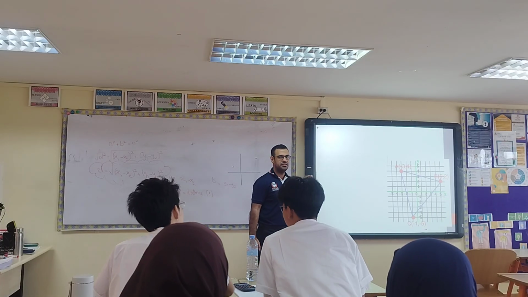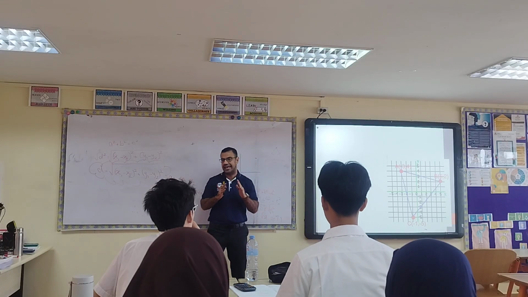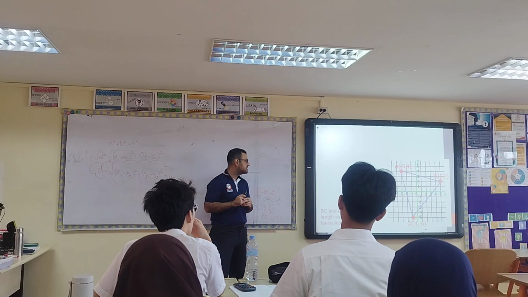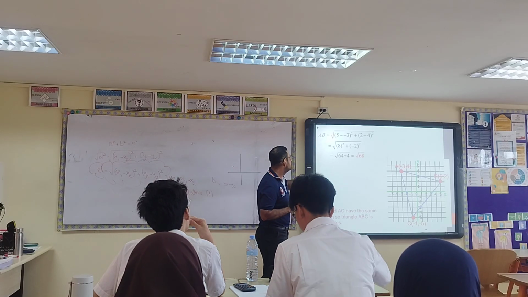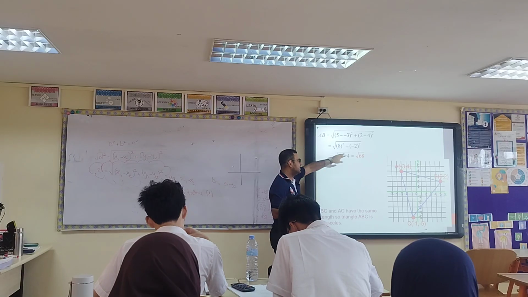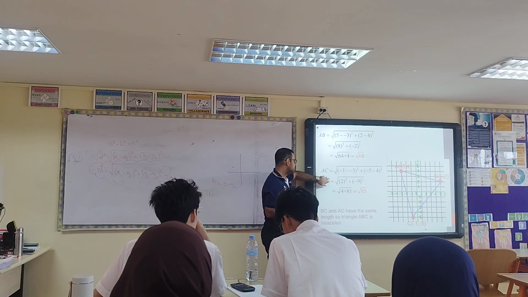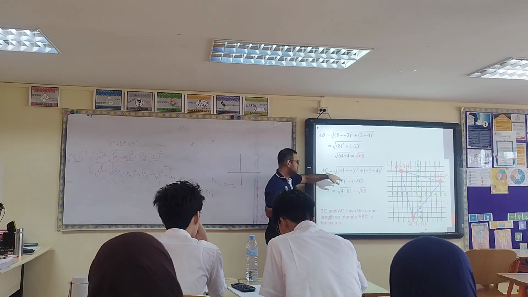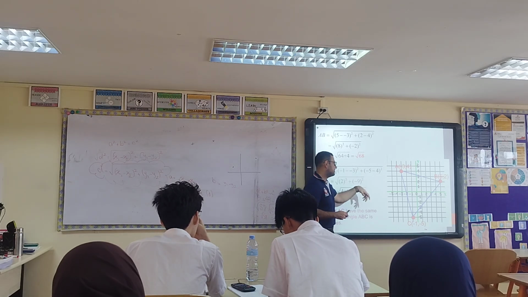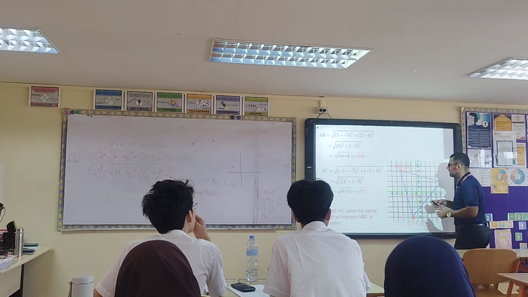Okay, so again, we will start with finding two sides which have the same distance. So which side will you choose here? I did AB first. I got root 68. Okay. I did A and C. You know how to do it, right? A and C, for example. Okay, I'll do A and C.